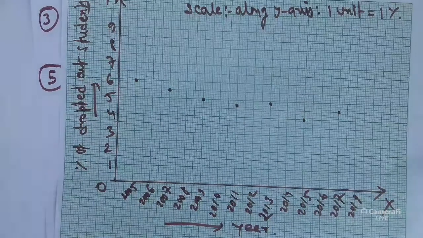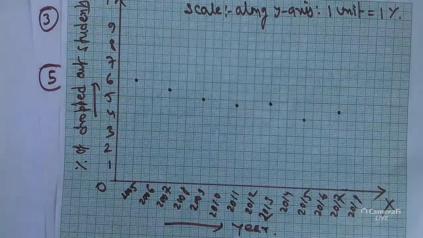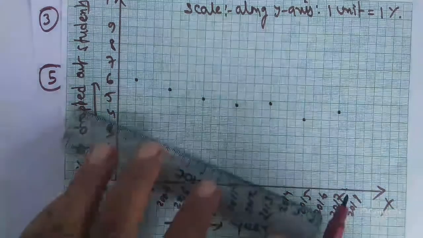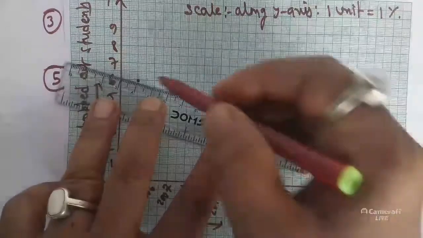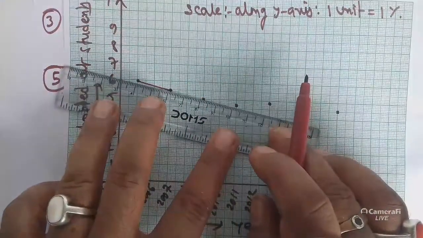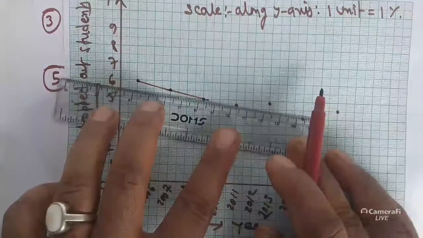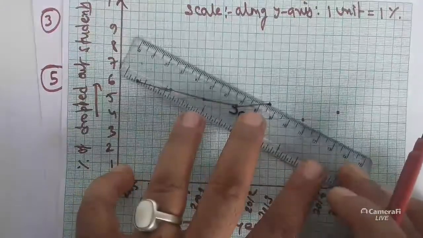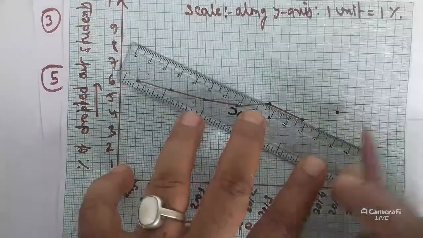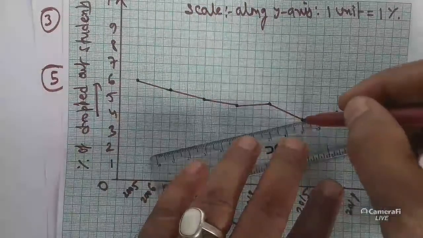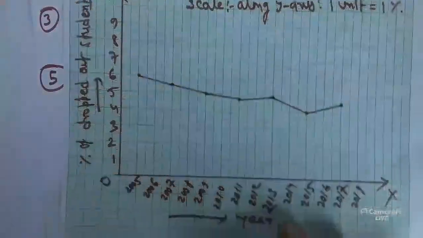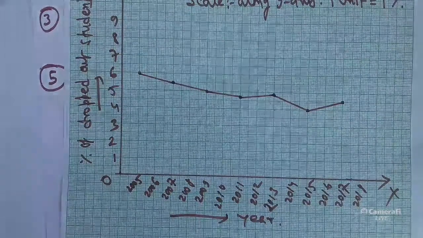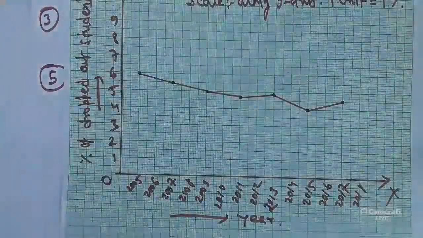Now all the data are found, so we have to draw the line. So join these points with the use of the scale. So our line graph is ready. I hope all of you understood, students.